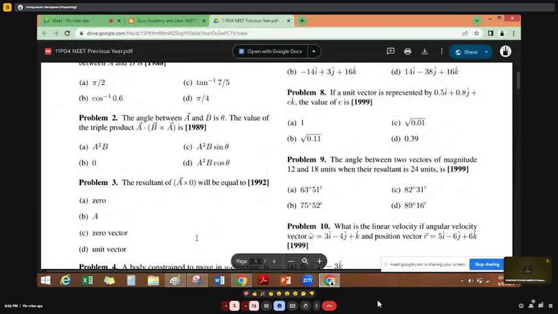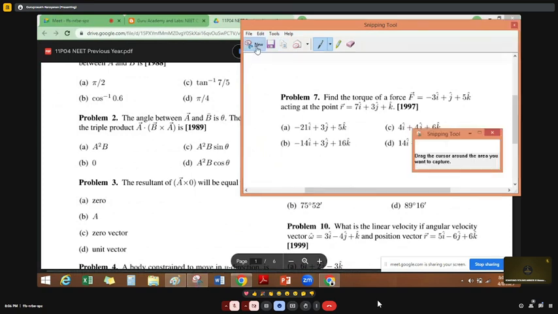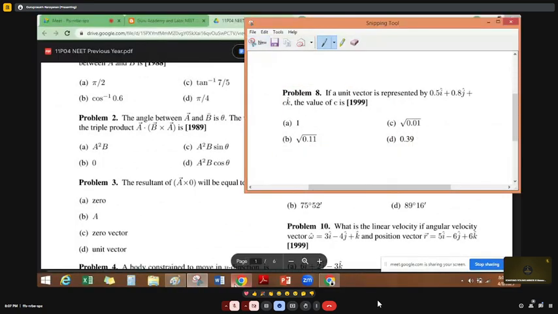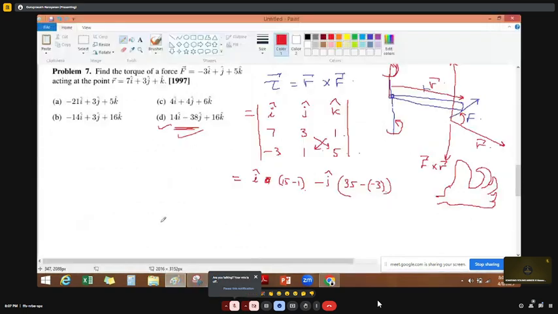Okay, this is also an easy one. If you have maths basics, I'm sure it's all easy stuff only. Any quick answers? Anybody?